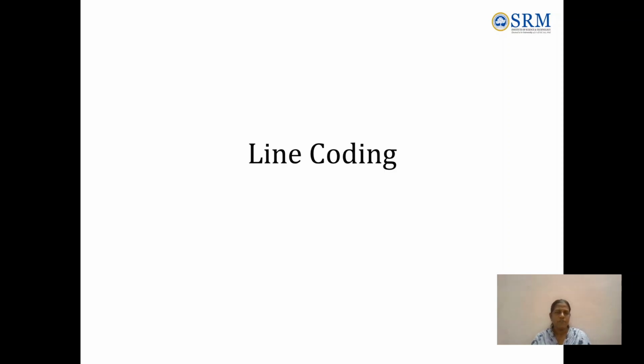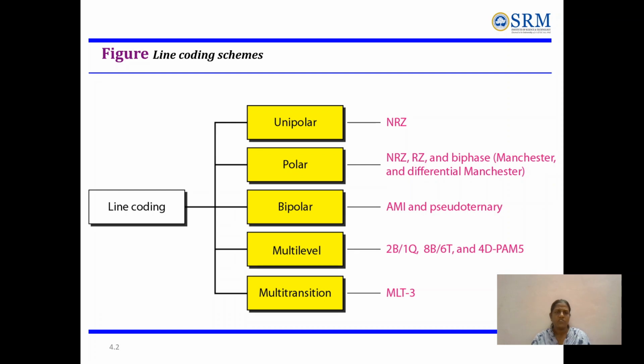In line coding, there are various types of line coding techniques, and these signals could be represented in various forms. We are going to see the various types of line coding. There are techniques like unipolar encoding, polar encoding, bipolar encoding, multi-level encoding, and multi-transition encoding.